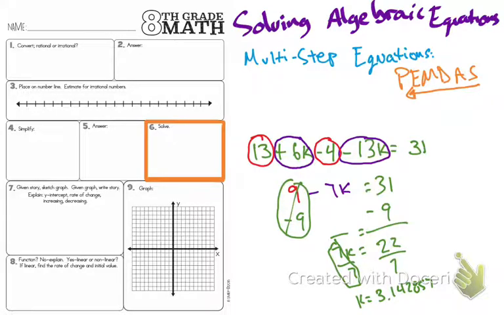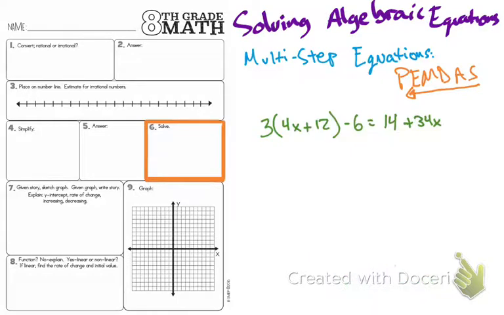Okay. Now, let's go ahead and look at another multi-step equation. This time, we're going to involve some distributive property. Distributive property, our clue is we see those parentheses. We've got something on the outside of the parentheses that needs to be distributed to the inside of the parentheses. Let's go ahead and look at that.